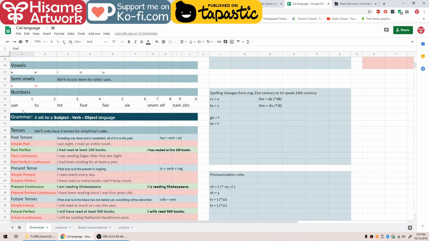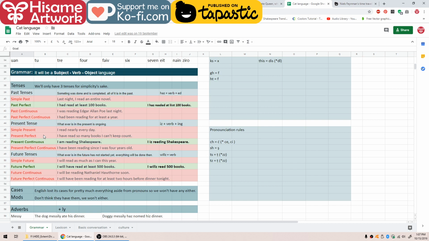So I kind of changed the pronunciations. I've made it more phonetic. I have only 3 tenses. So past tense, present tense, and future tense, and they're based on the past perfect, the present continuous, and the future perfect. So to give you an example of how I decided to structure things, I'll put has, then the verb, and then ed. So you'll no longer have irregular verbs like in English. All of them will be regular, and you know it's a past tense when it ends in ed.